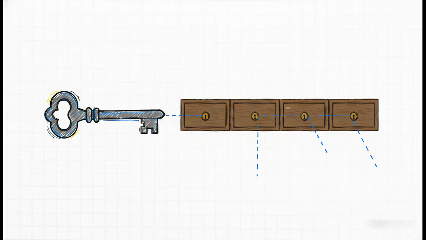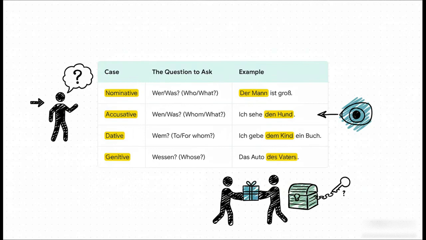Now, the most important part is speed. How do you find the right job or drawer quickly while you're talking? It's actually really simple. You just have to ask the right question. Each case has one key question that immediately tells you what it is. And here they are. These questions are your new best friends. For the nominative actor, you ask wer oder was, who or what is doing the action. For the accusative target, you ask wen oder was, whom or what is receiving the action. For the dative recipient, you ask wem, to whom or for whom. And for the genitive owner, wessen, whose. That's your cheat code right there.